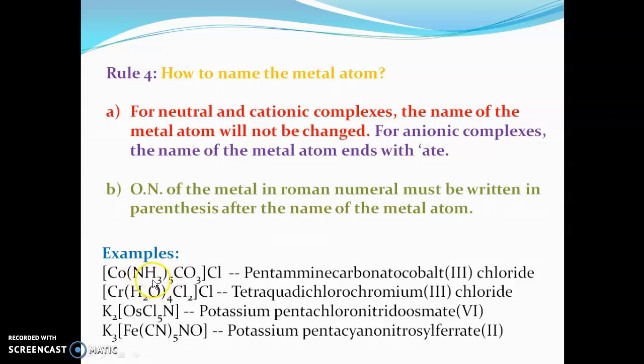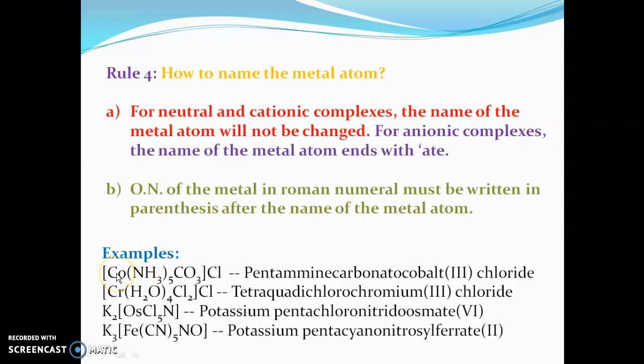And we find here the ammonia molecules are 5 in number. This number 5 is represented with the prefix penta. So the name comes out as pentamine. And this is carbonato. When I list the ligands in alphabetical order, amine comes first, followed by carbonato. So pentamine, carbonato. With this, we finish naming the ligands.